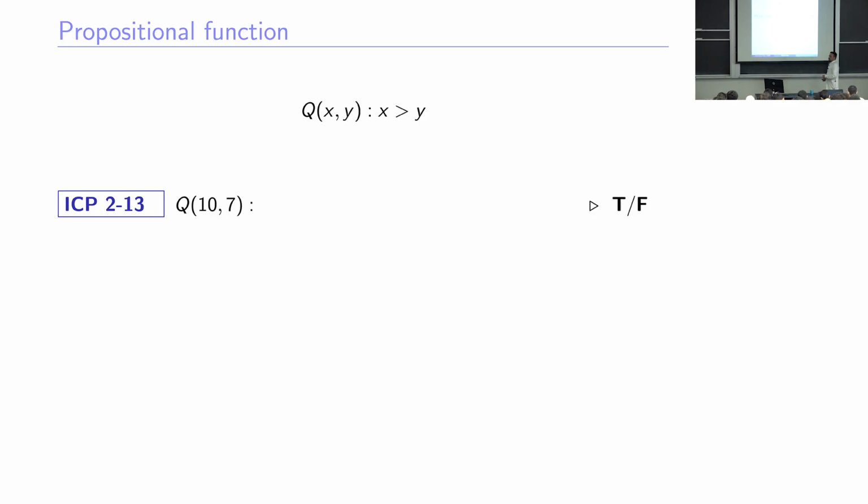10 is bigger than 7. Why can't we translate Q of 10, 7 as 7 is bigger than 10? Yeah, so there is this unspoken order between x and y, and sometimes when we give them, we have to give those things explicitly, okay? So just keep that in mind. That's why I chose this example.